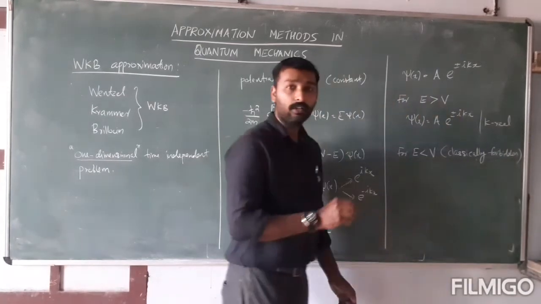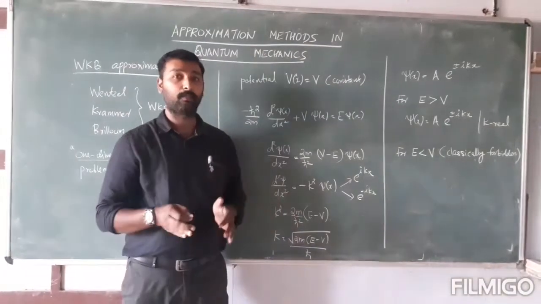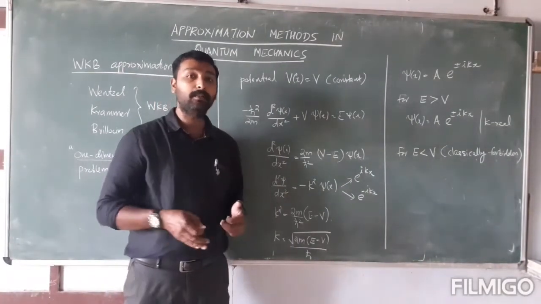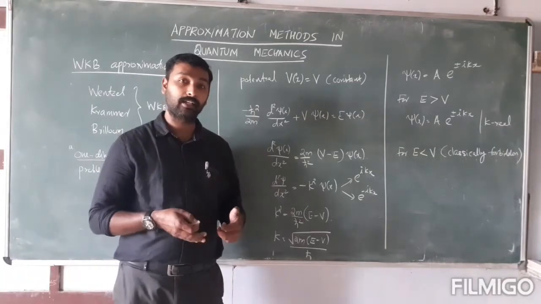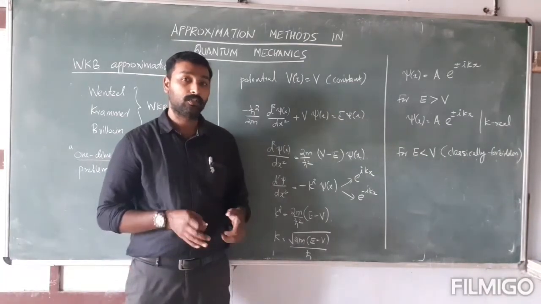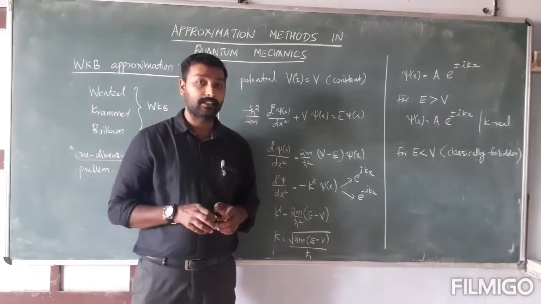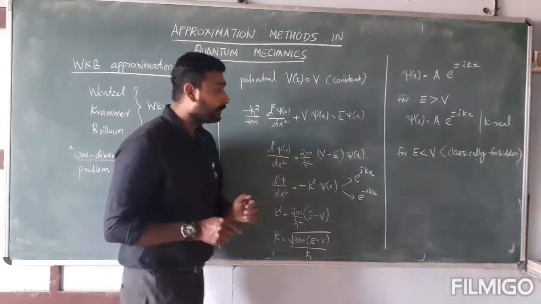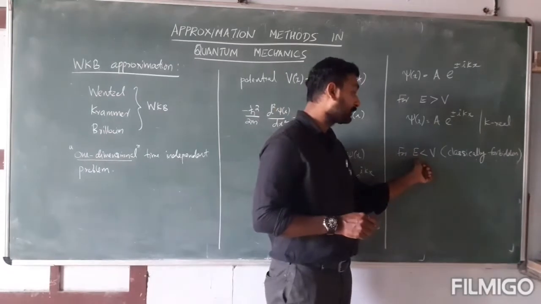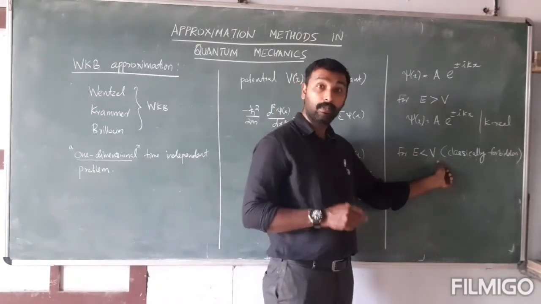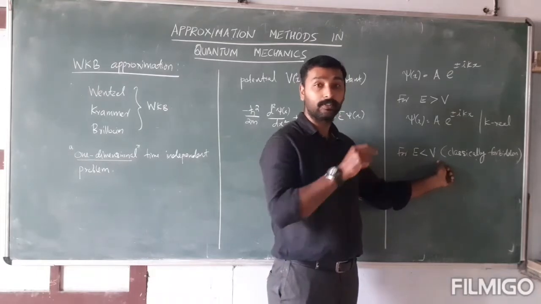Because we know that the total energy is a sum of kinetic and potential. So if the total energy is less than potential energy, that means the kinetic energy should become negative. Classically that is not possible. The kinetic energy cannot be negative in classical mechanics. So classically the total energy of the system cannot be less than the potential energy of the system. But quantum mechanically that is possible, that is permissible.